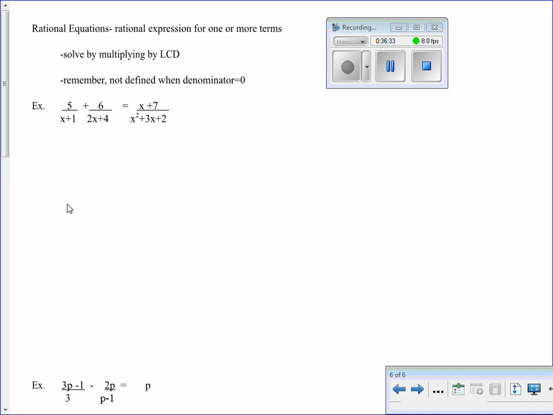Here's the way you're going to do this. You're going to solve by multiplying by the least common denominator, lowest common denominator, sorry. And you want to remember this. It's not defined when the denominator is equal to 0.